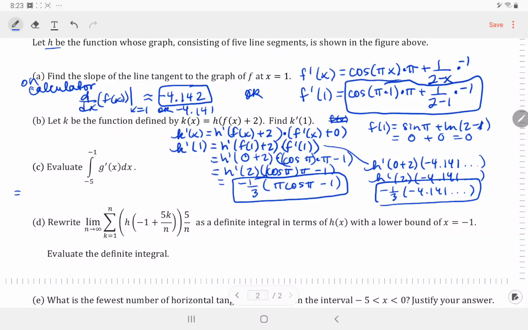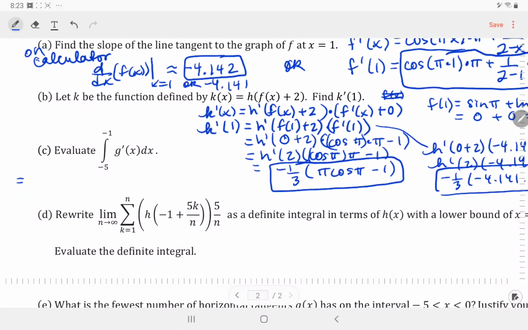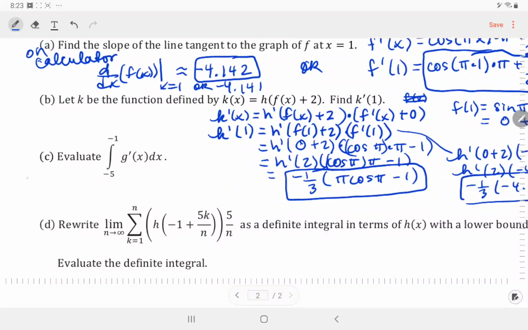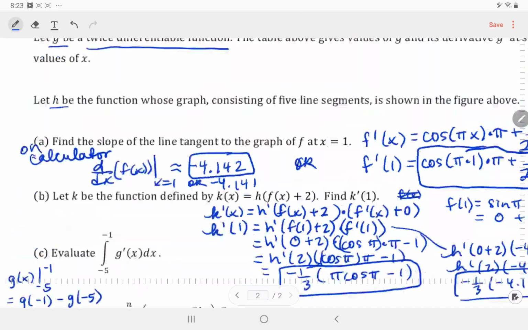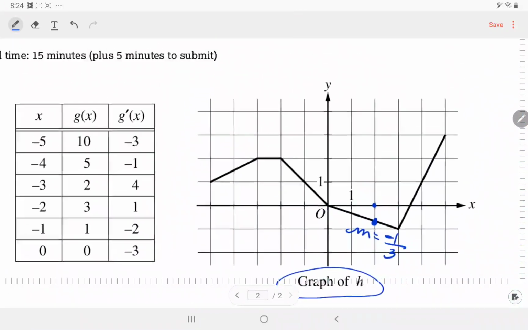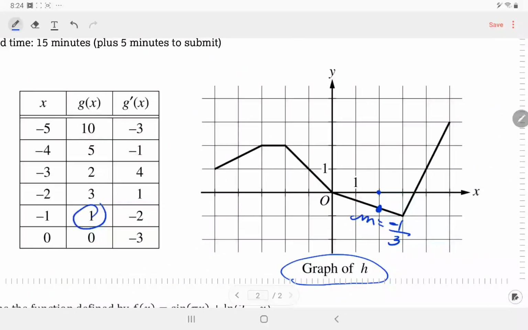This one, the antiderivative of, I'm going to zoom in so I can have more room to write in this little tiny space. The antiderivative would be g of x from negative 5 to negative 1. That's g of negative 5 minus g of negative 1. G was my table. Nice. G of negative 1 and g of negative 5.